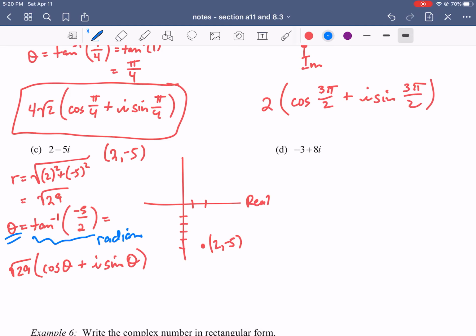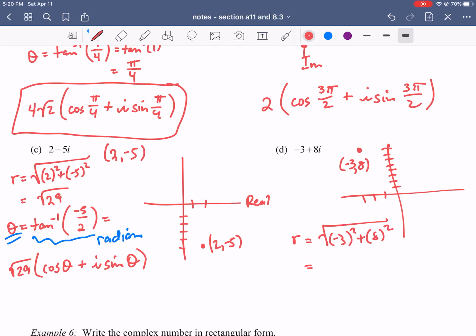Okay, letter D is very similar, so I'm going to skip that example, but I'll just tell you that your plot in the imaginary plane is going to be in quadrant 2, so -3 here, and then 1, 2, 3, 4, 5, 6, 7, 8 will be up here. And then your radius will equal the square root of -3 squared plus 8 squared, which is going to be the square root of 73.